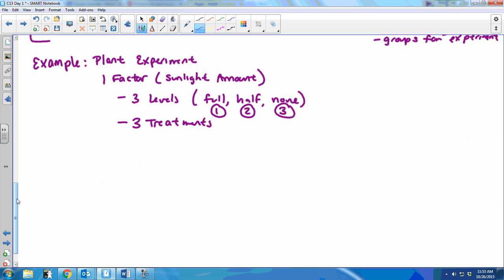What if I have an experiment about diet and exercise? All right, I'm going to manipulate both of those. So I'm going to have 2 factors. I'm going to manipulate people's diet, and I'm going to manipulate their exercise regimen. So I have 2 different things that I am messing with.